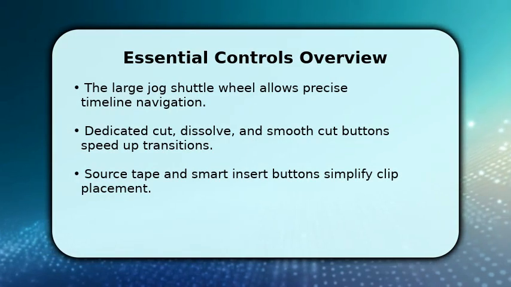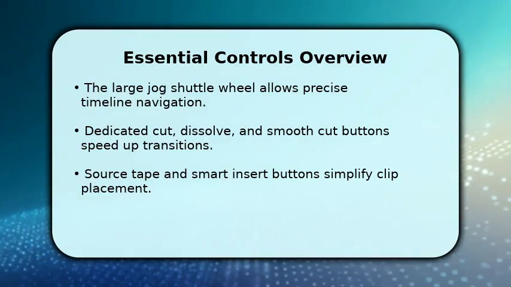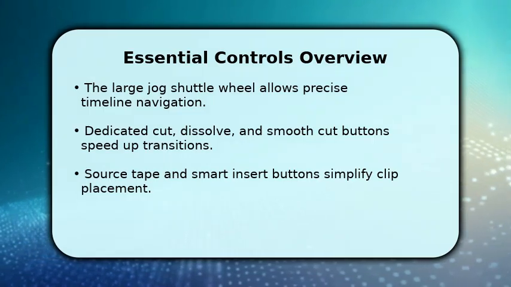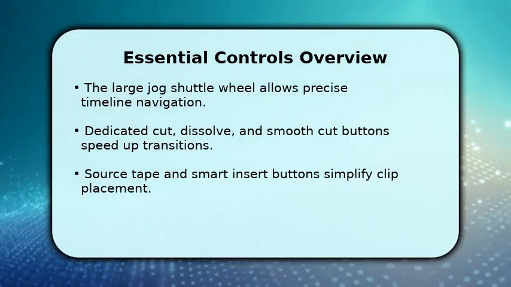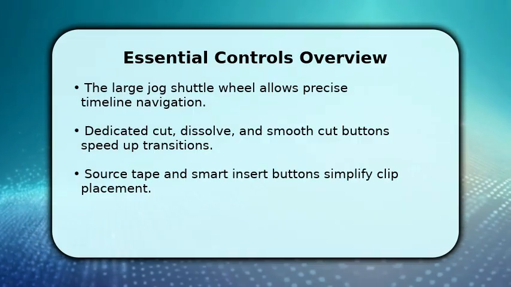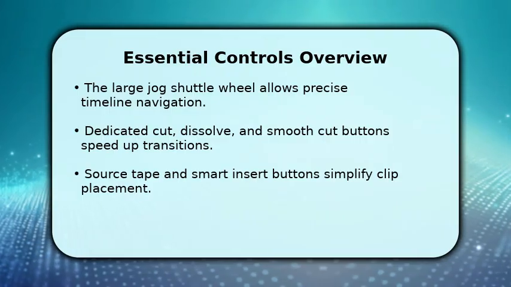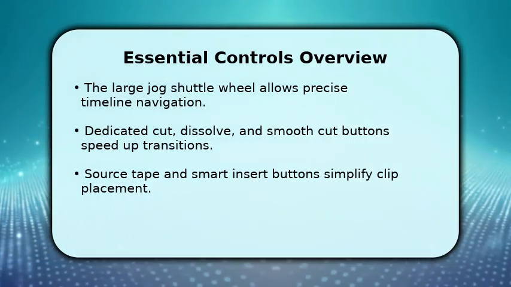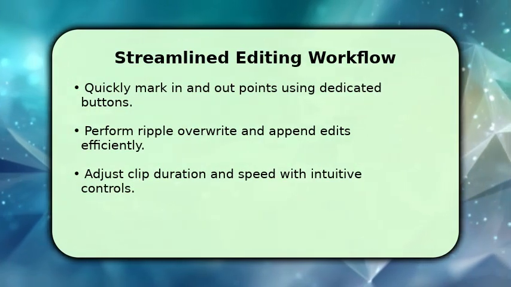Let's explore some essential controls. The large jog shuttle wheel provides tactile feedback for scrubbing through footage with incredible precision, allowing you to find exact frames. You'll find dedicated buttons for common edits like cut, dissolve, and smooth cut, enabling you to apply transitions in just one or two presses. The source tape and smart insert functions revolutionize how you bring clips into your timeline, making assembly edits much faster and more intuitive. The Speed Editor dramatically streamlines your editing workflow.